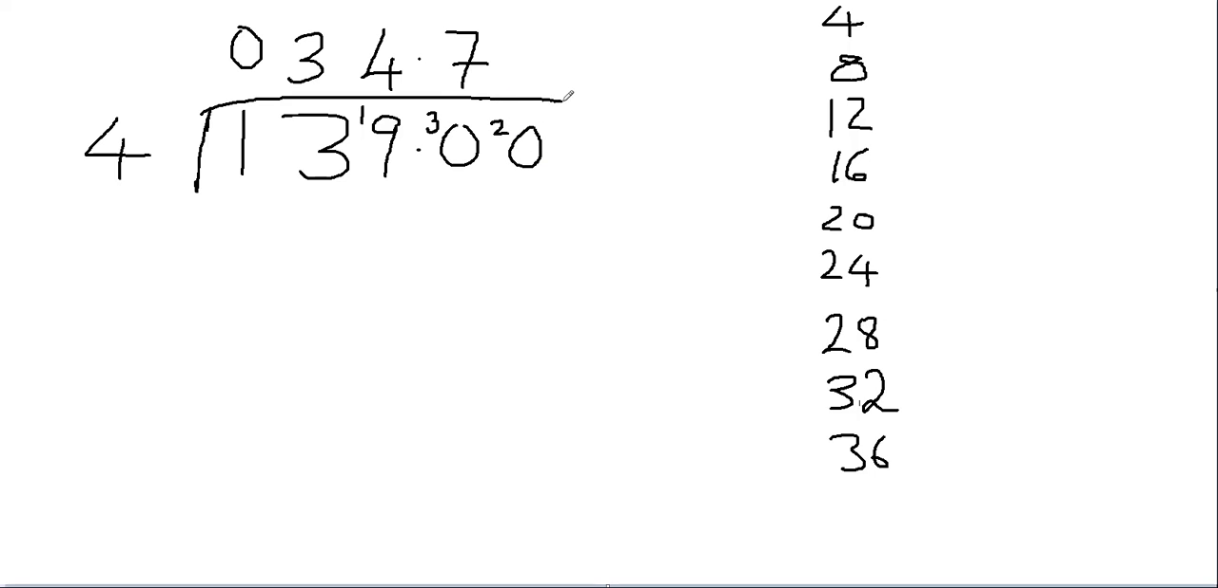Extend your bus stop a little more. And now 20. 20 divided by 4, looking down. 20 is on our list of multiples. You can say 4 times 5 gives you 20. So 20 divided by 4 is 5.